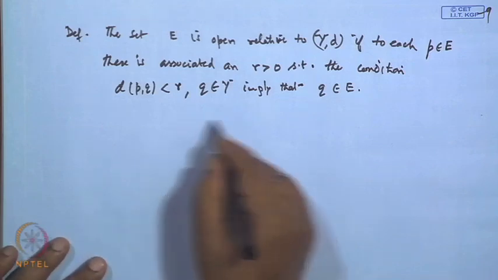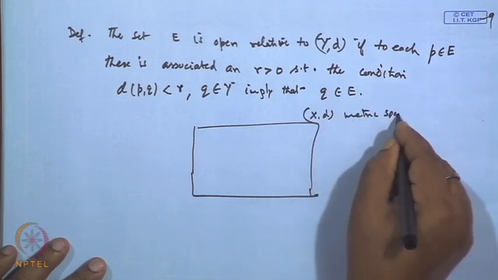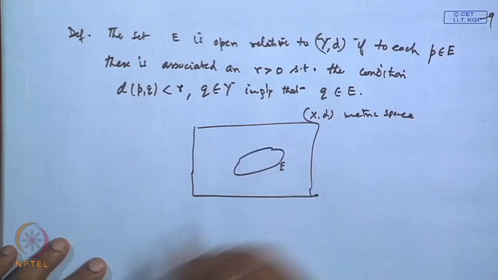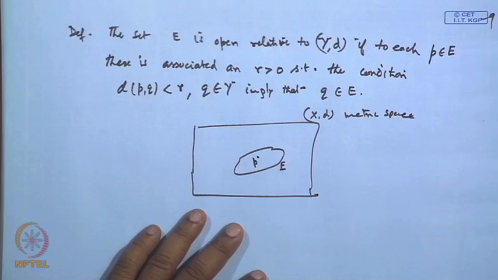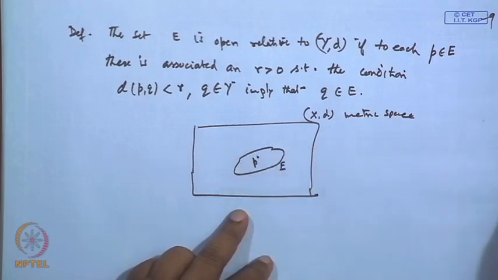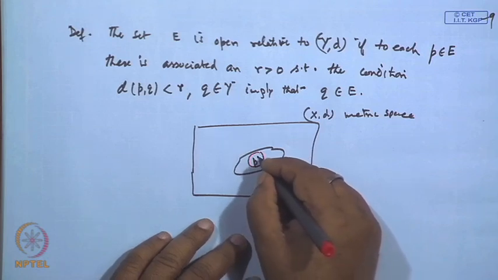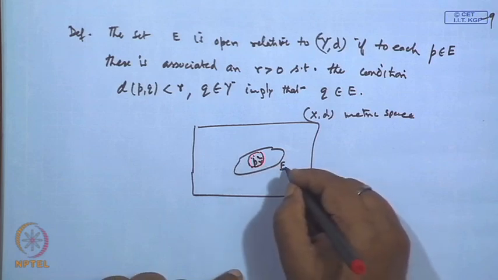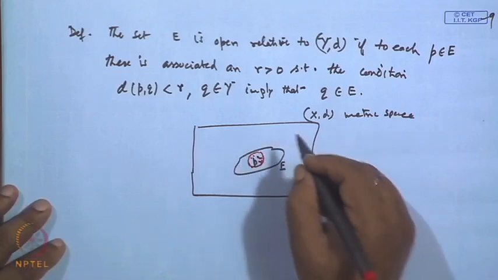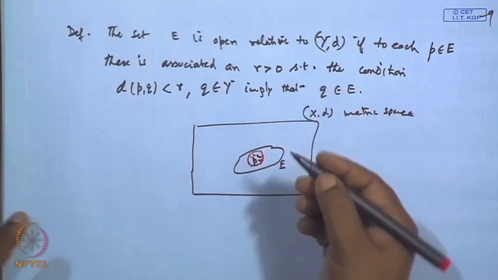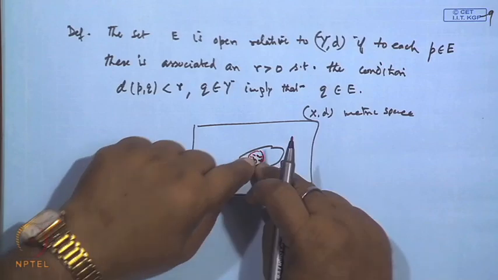It means what? Suppose we have this set X with metric d, which is a metric space, and a set E. We say it is open in X, means that if we take any point p in E, then one can always find a neighborhood around the point p, or a ball centered at p with suitable radius, say R, such that all the points inside are points of E. Then we say that E is open in X. It means that every point is an interior point with respect to X.